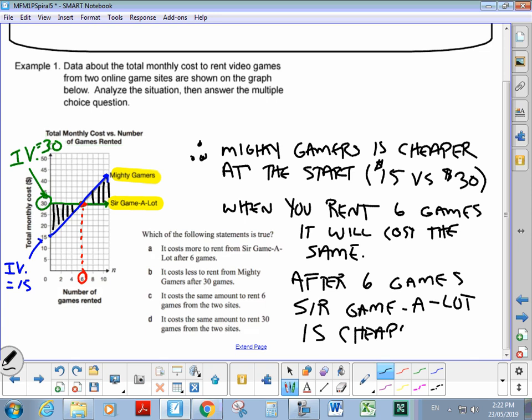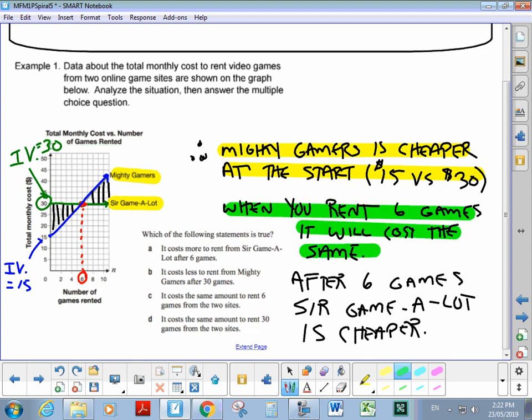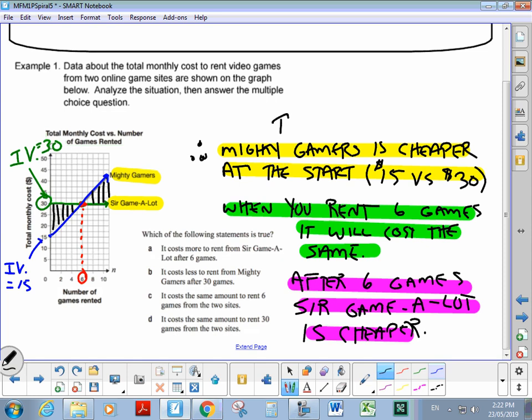Now, this is what you're going to be doing in your head when you look at this. The first thing you do when you see this graph, you're going to say, hey, Mighty Gamers is cheaper to start with, but when I get to 6 games, it costs the same. And then after 6 games, it switches. So now Sir Game a Lot is cheaper. So now I'm looking at the multiple choice. So this is all what you're thinking. Are you going to write this out on a test? No, this is multiple choice, but this is what you're thinking.